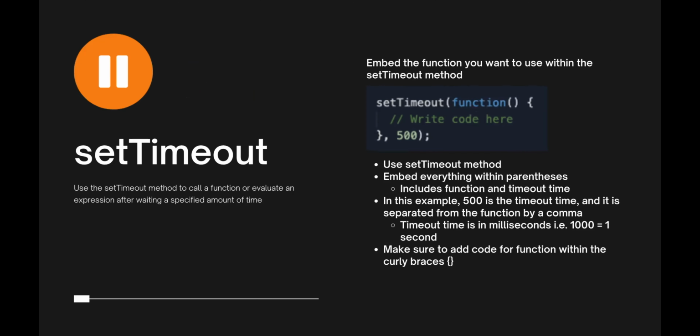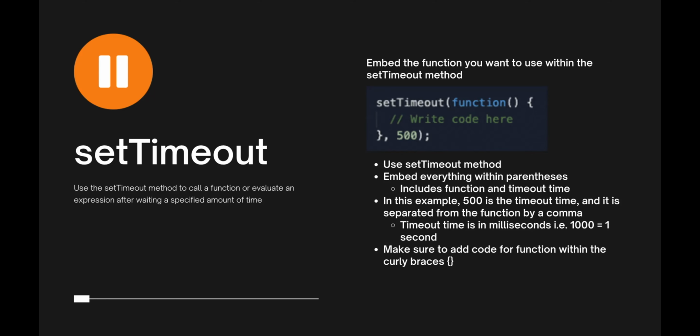Okay, and let's go over the setTimeout method. Try not to get it confused with setInterval. The difference is that setTimeout calls a function or evaluates an expression after waiting a specified amount of time. So think of it like the pause button. You're just pressing pause on the program while it's running, and then executing it after the specified amount of time.